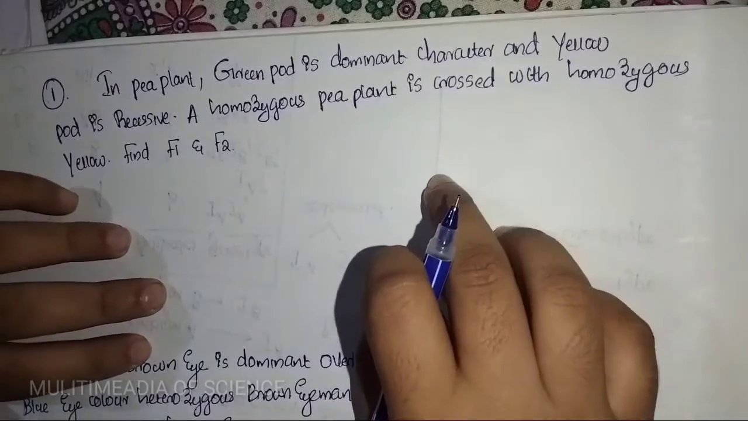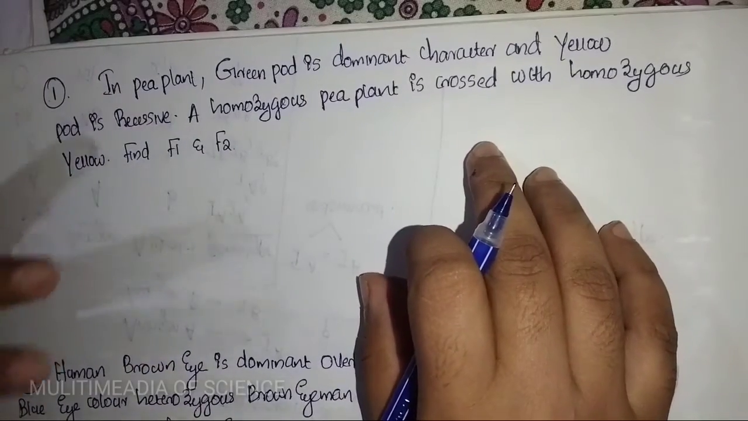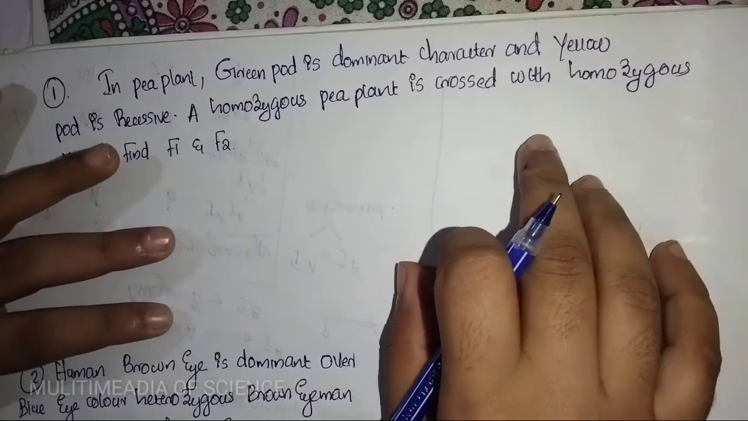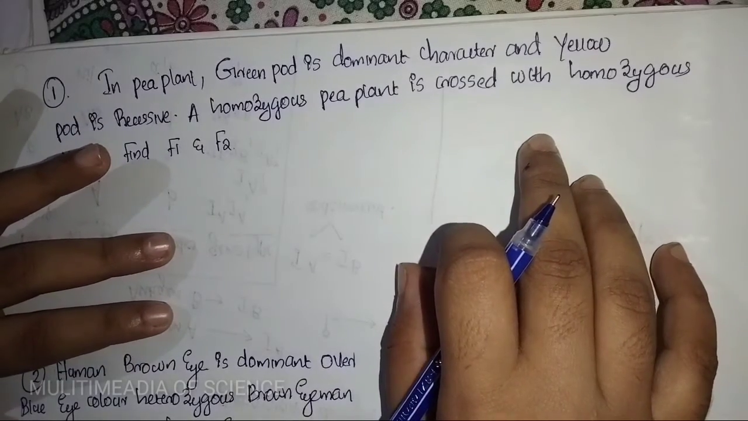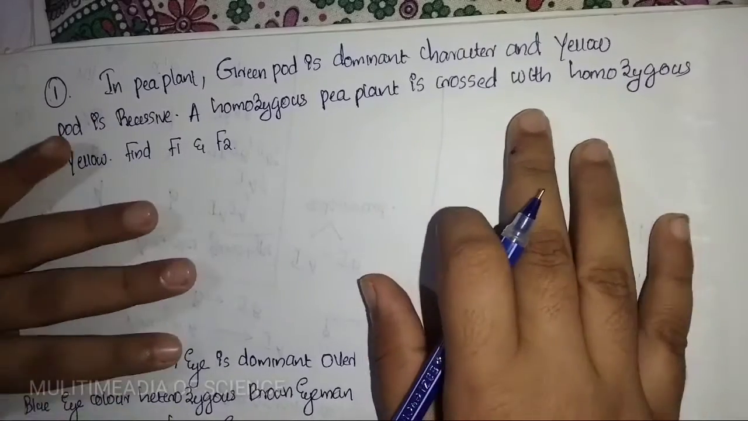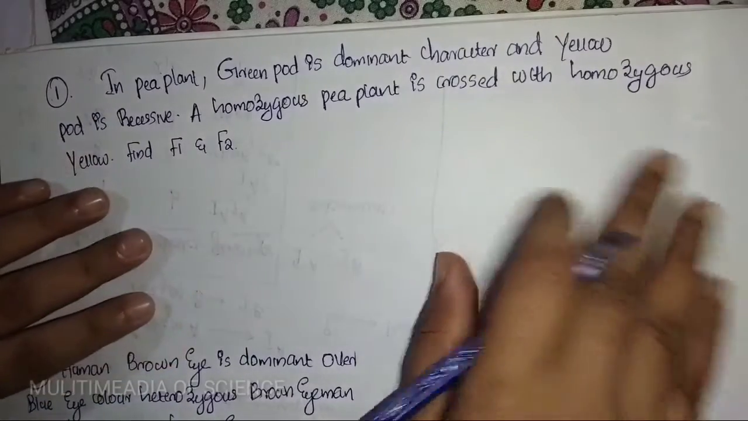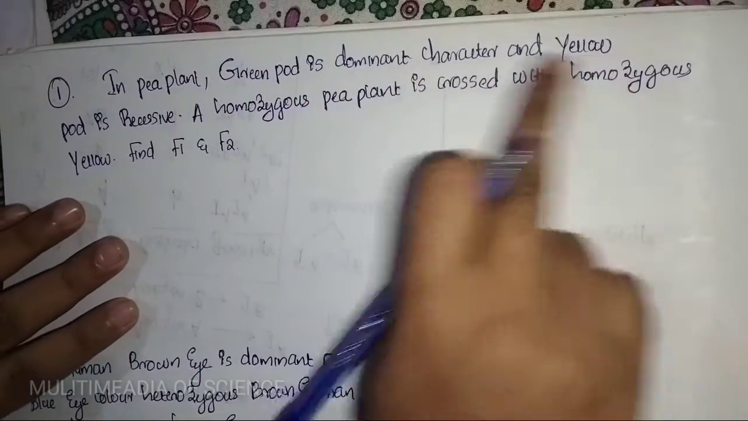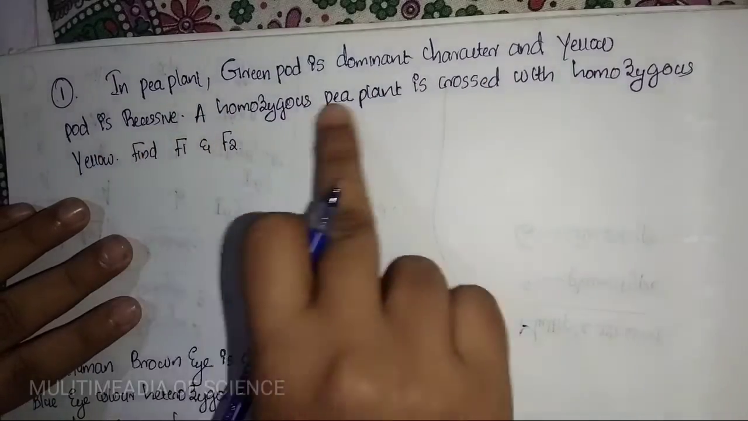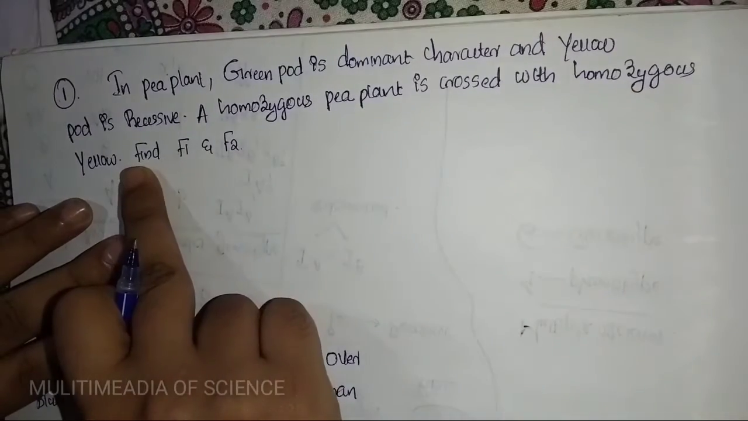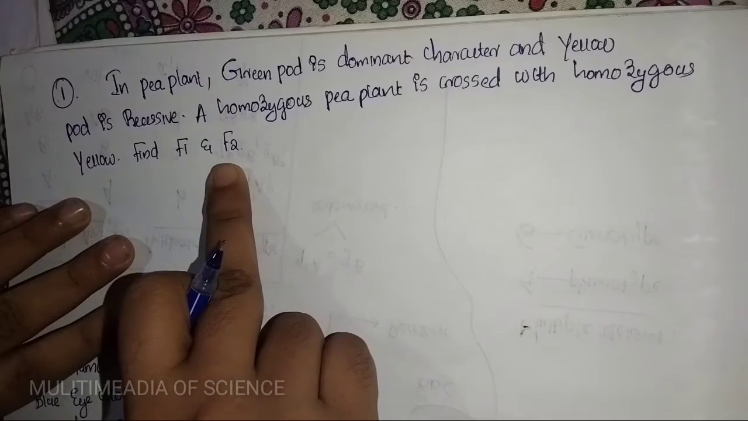Today I am dealing with some important questions which were asked in examinations like ICAR and KVPY. So please focus on these questions from the chapter genetics. Okay, let's start. In pea plant, the green pod is dominant character and the yellow pod is recessive. A homozygous green pea plant is crossed with homozygous yellow. Find the F1 and F2.